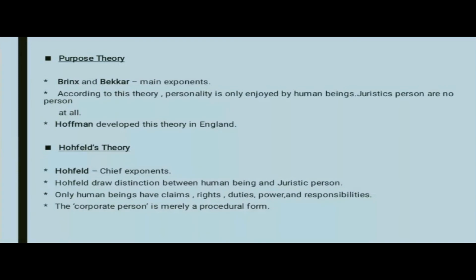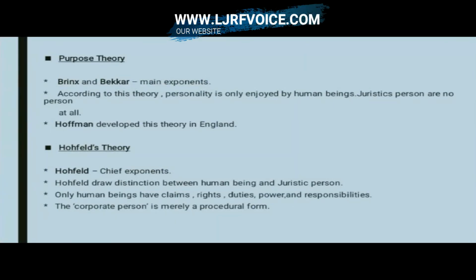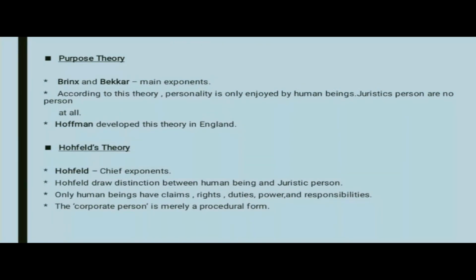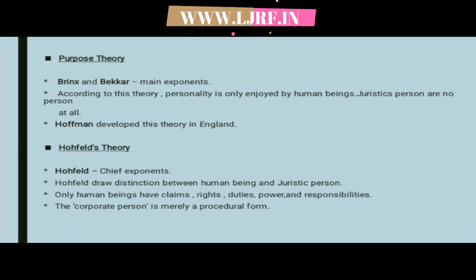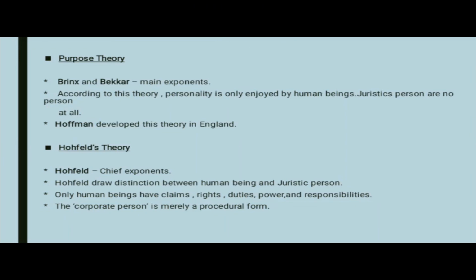And the final theory is Holder's theory, and Holder is the chief exponent. His theory is closely related to the bracket theory, and he tried to draw a distinction between human beings and juristic persons. According to him, only human beings have claims, rights and duties, powers and responsibilities, and the corporate person is merely a procedural form. And that's all about the theories of corporate legal personality.